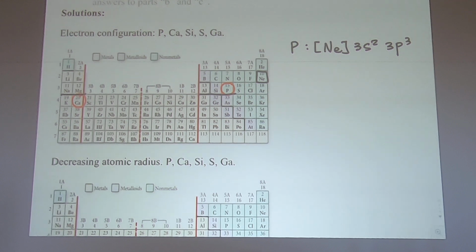Can you guys do the same thing for the calcium? Let me try. You have to look for the calcium going backward, so you end up seeing the argon here. So you're going to write argon, and then you have two more electrons in the n is 4, 4s2. So that's the answer.